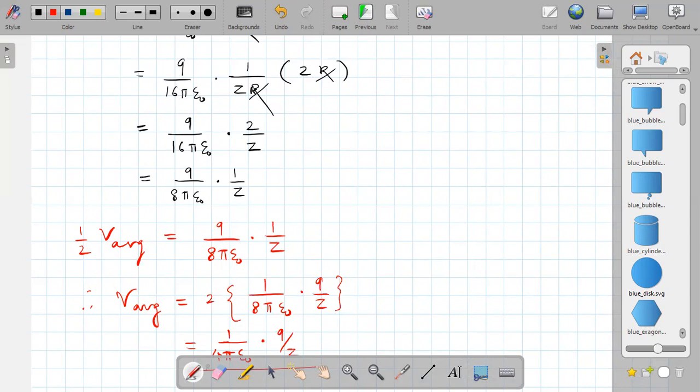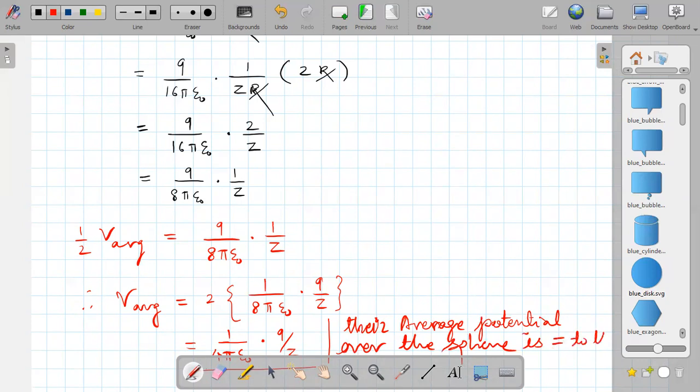And thus we can here write, their average potential of the sphere is equal to the net potential they produce at the center.